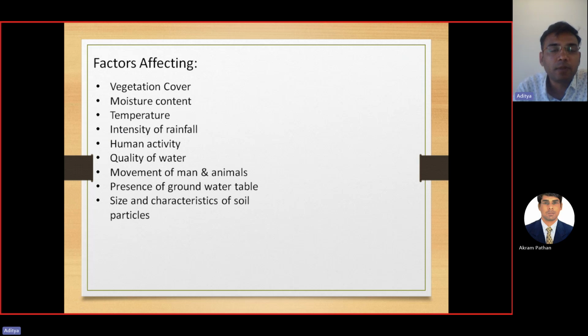Then factors affecting infiltration: vegetation cover, moisture content, temperature, intensity of rainfall, human activity, quality of water, movement of man and animals, presence of groundwater table, size and characteristics of soil particles.